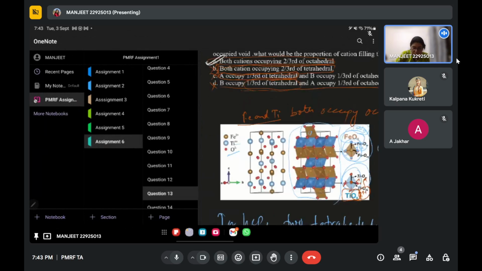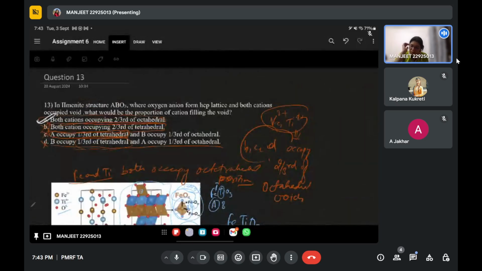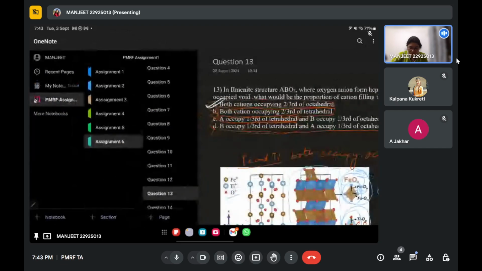Okay, so next question. It is asked about the ilmenite structure ABO3. So how do the oxygen and these cations occupy positions in the unit cell? Your oxygen occupies the HCP lattice, and both the cations occupy the octahedral voids, that is 2 by 3rd of the octahedral voids.